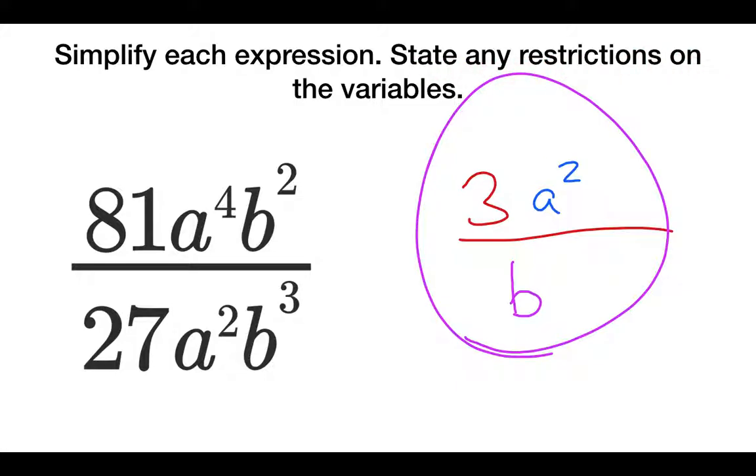But, you know what we haven't done yet? Stated any restrictions on the variables. So let's talk about it. The 27 gives us no restrictions, but a, we know, cannot be 0 because 0 squared gets us a 0 on the bottom. We also know b can't be 0 because even if a was 15, if b was 0, that would get us a 0 on the bottom again.